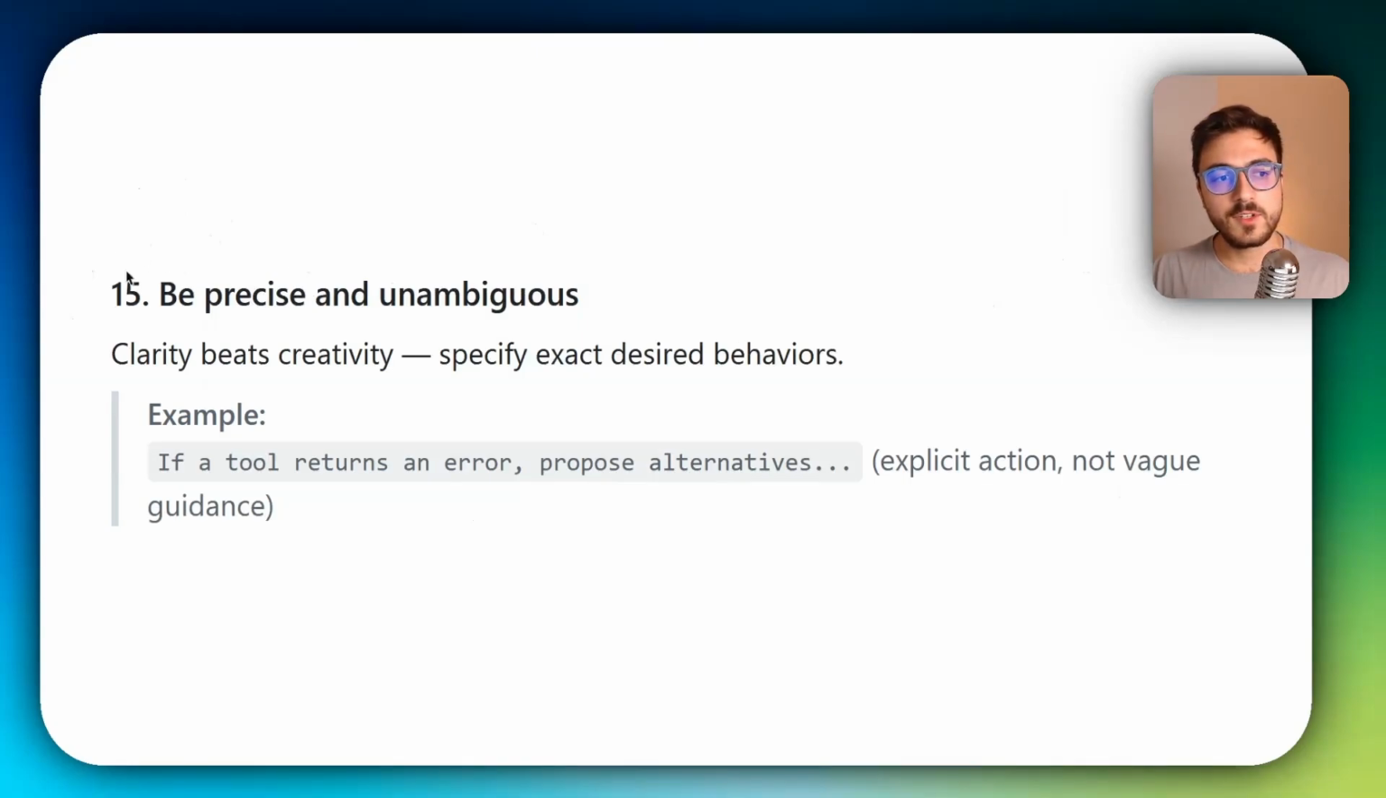The best practice number 15 is to be precise and unambiguous. Clarity sparks creativity. Specify exact desired behavior. For example, if a tool returns an error, propose alternatives. Explicit action, not vague guidance. I think that we have already seen this in the template, so I'm just going to pass to the next slide.